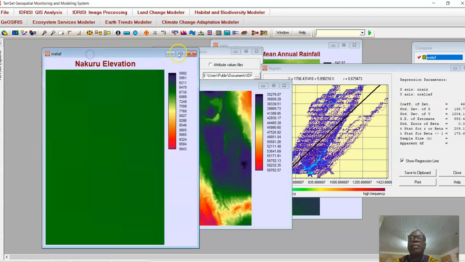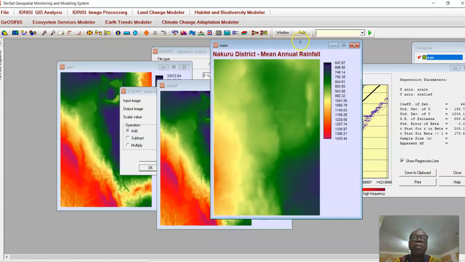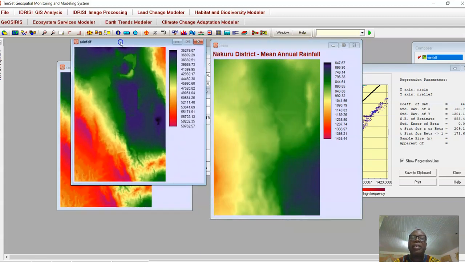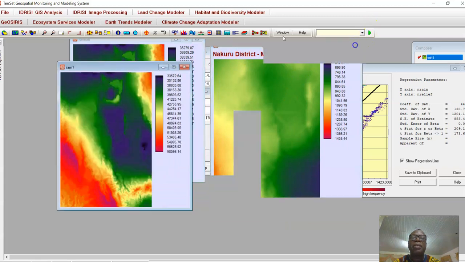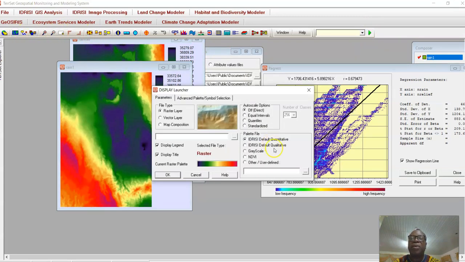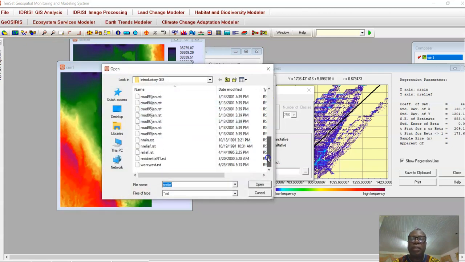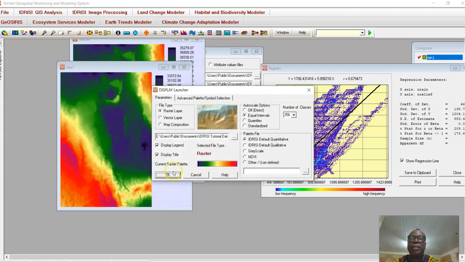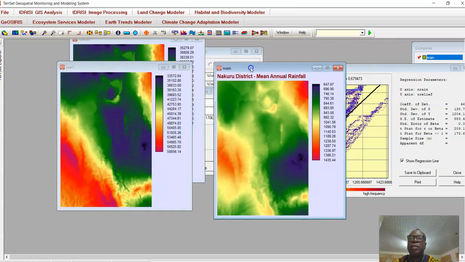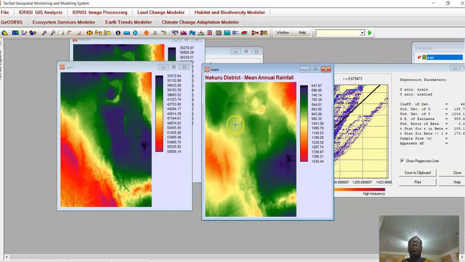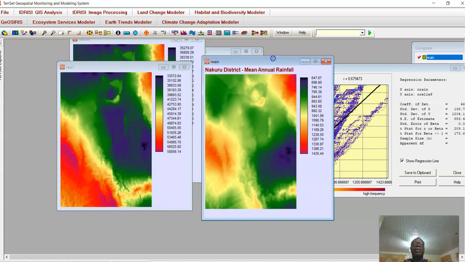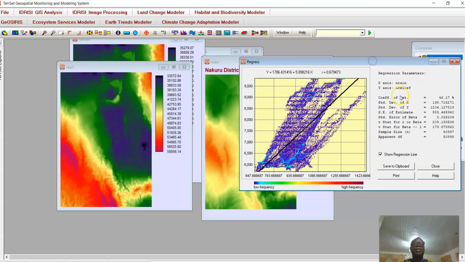And we see that this image of rainfall is actually close to the original image of Nakuru district. We are going to open it and compare the two images, which is N rain. So you can see the difference between this and this. It is not completely the same, because we said earlier on that you can only explain 46% of rainfall by the relief. So the error level is still a little bit high.